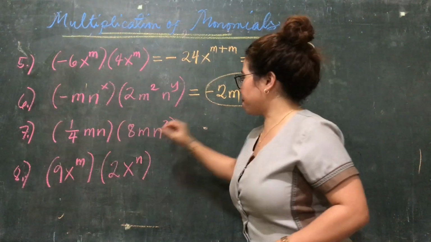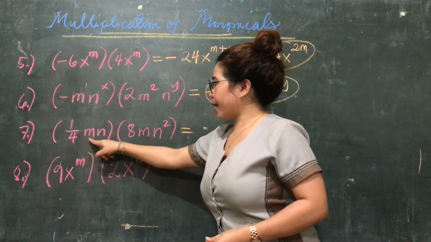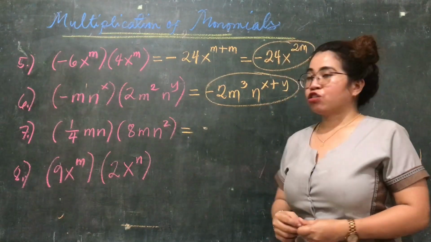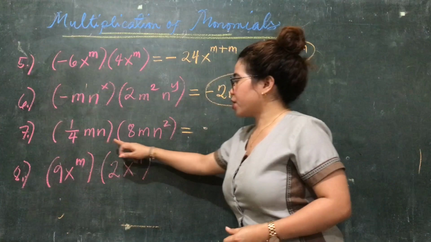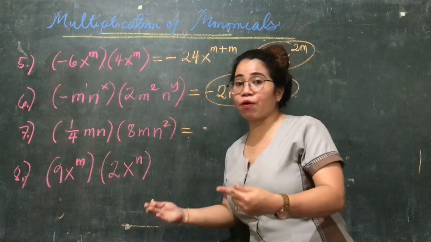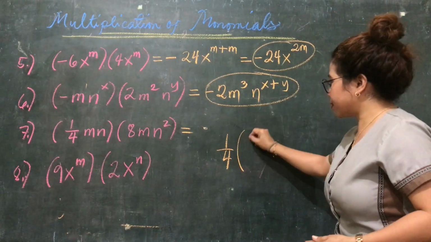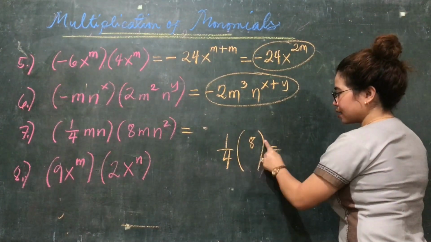Okay, dali ata sa number 7. 1/4 mn times 8mn squared. So, mag-una ta sa mga coefficients. You have 1/4 times 8. 1/4 times 8. Okay. Pwede rin yung taas times taas.